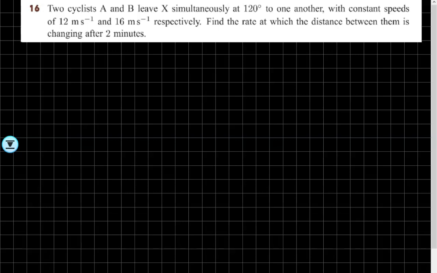We've got two cyclists, A and B, who leave simultaneously at 120 degrees to one another with constant speeds. It helps if the pen works. So we've got here, you've got the question, and they're leaving off simultaneously. So one goes off and the other goes off. Agreed? So this could be cyclist A, this could be cyclist B.